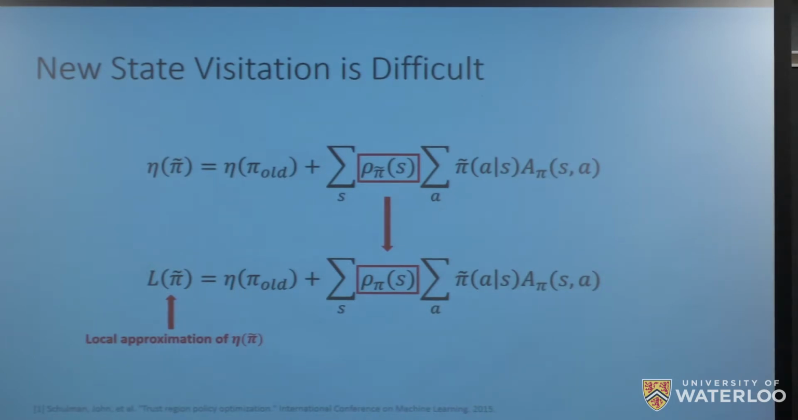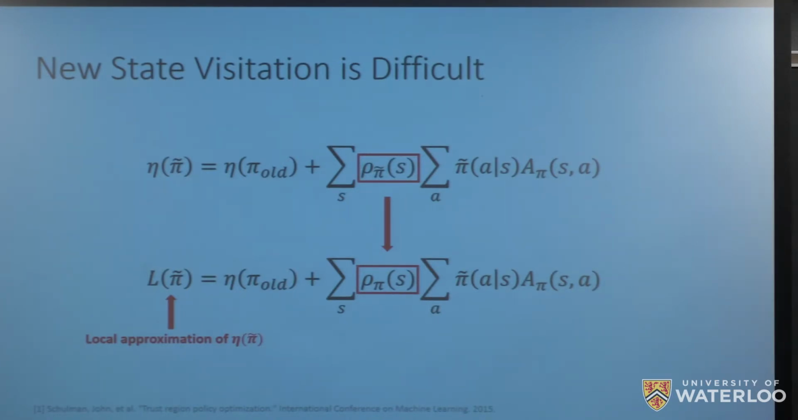So what TRPO suggested is that we can change this term, the state visitation of the new policy, to the old policy, because we already have the data which is sampled from the old policy. So we can change this, and instead of calling it eta pi tilde, we'll call it L pi tilde. So it's obviously changed. So there are two different functions, right? But if we can approximate the lower bound of the difference between eta and L, we can have a good local approximation of eta. I'll show you what I mean.